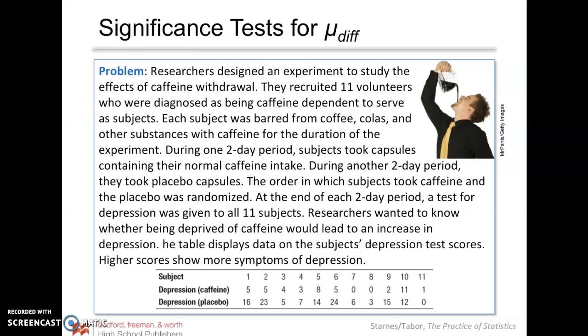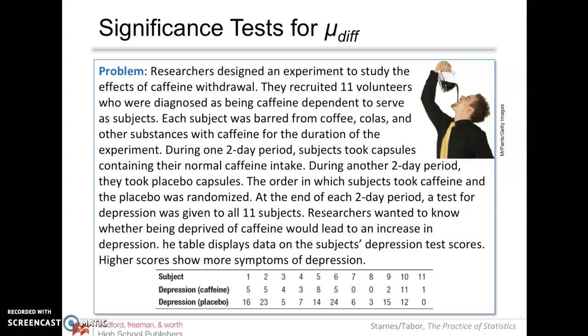So this is an experiment that took place. Researchers designed an experiment to study the effects of caffeine withdrawal. They recruited 11 volunteers who were diagnosed as being caffeine dependent to serve as subjects. Each subject was not allowed to drink their regular caffeine drink, and for 2 days they took capsules with their normal caffeine intake, and during another 2-day period they took placebo capsules which did not have any caffeine. They randomized the order in which each subject had the treatment, and at the end of 2 days they did depression tests to all 11 subjects.